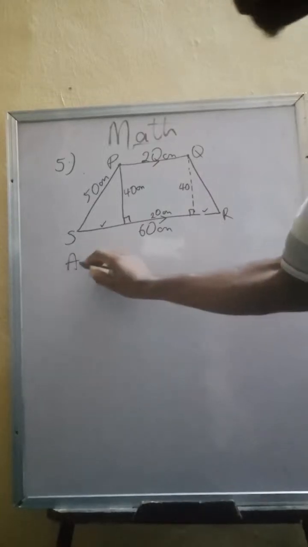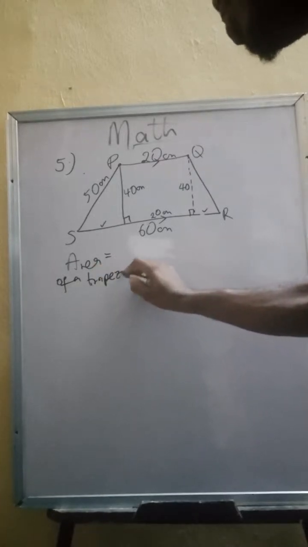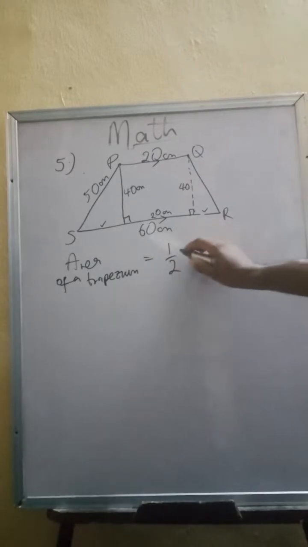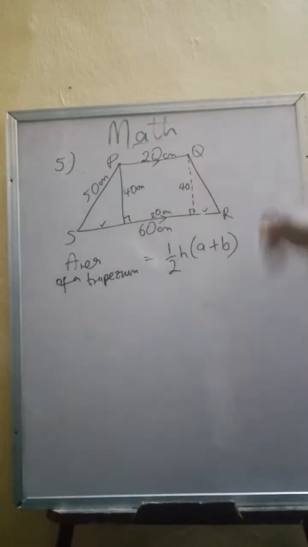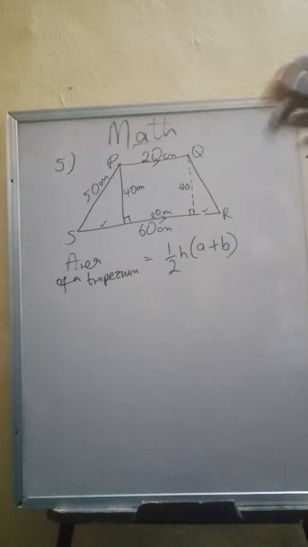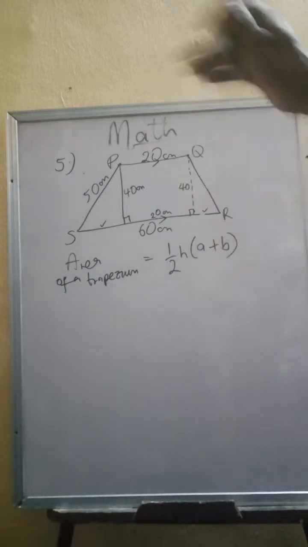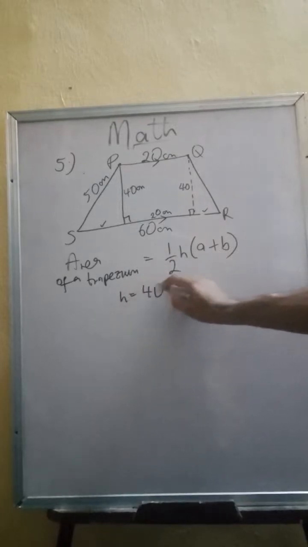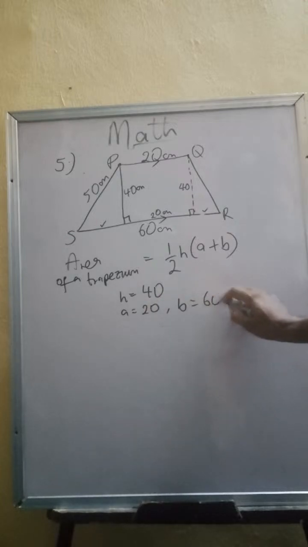Now, the area of a trapezium is equal to 1 over 2, that's half of the height, times the length of the top plus the length of the bottom. Now, I used letters. You could use any letter of your choice, A, B, C, X, Y, Z. Okay, so in this case, H is 40, A is 20, and B is 60.